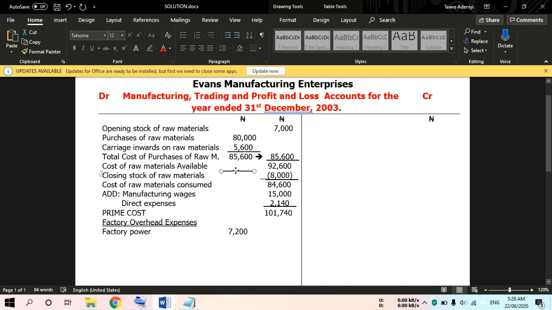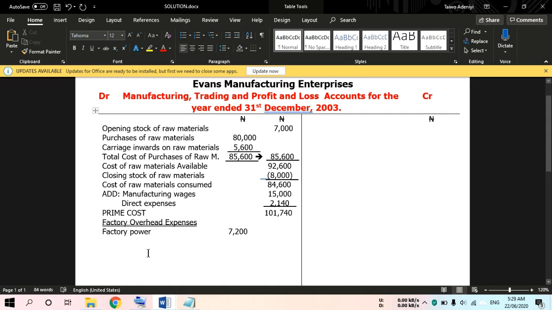Let's try to close this side. Since we have transferred this figure to this other side, we need to close it so that when we are adding our factory overhead expenses together, we won't assume that this 85,600 is to be added to the factory expense or overhead expenses.